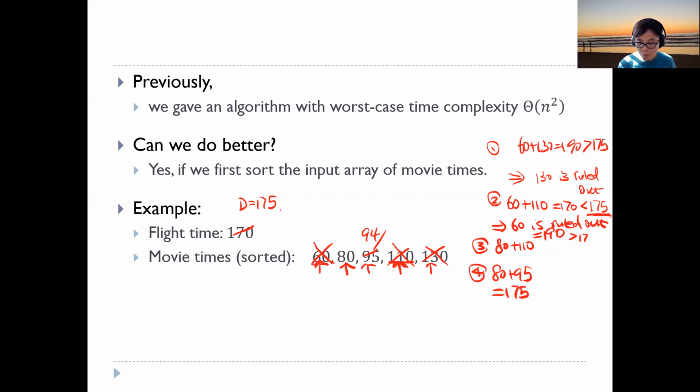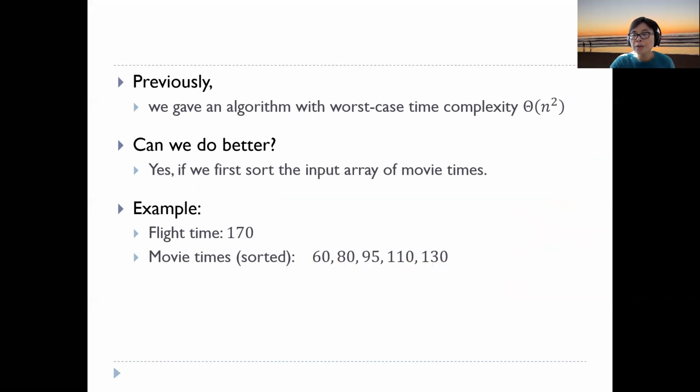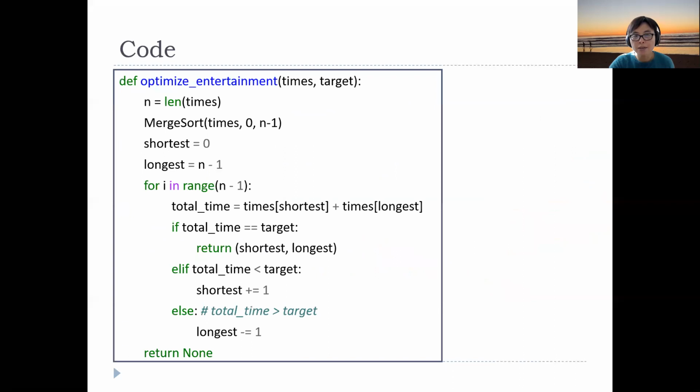And you can see this is where the sorted structure helps us. Why? Because at any moment, I know, for example, 130 plus 60, when it's too big, I know I can throw out 130 because I already know 60 is the smallest possible movie that I can choose. Okay, so I'm using the sorted structure here. But how do we realize this idea using an algorithm?